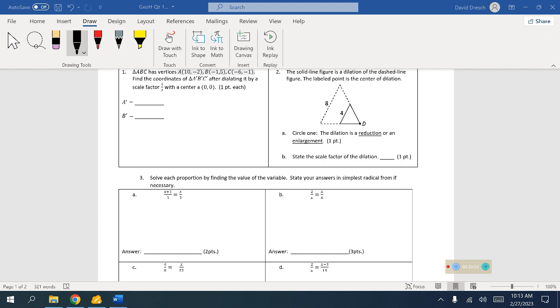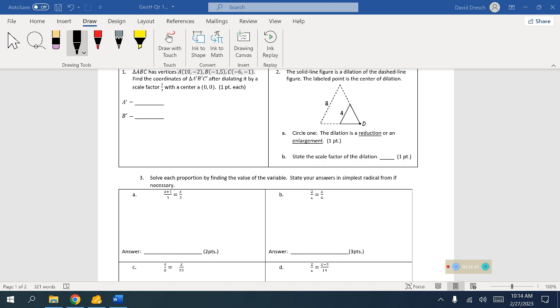Okay, number 2. Reading through that sentence tells me which one was the image and which one's the pre-image. As you read through that in your head, the solid is a dilation of the dashed. So what does that mean? Which one was there first? The solid or the dash? The solid is a dilation of the dash. So the dash was there first. That image was there second. And when we do that, it's image over pre-image. That's how we write it.